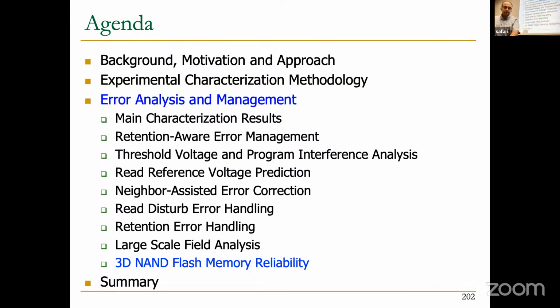Next week we will start with 3D NAND flash memory reliability, and I think I need around 30 minutes to cover this part. After that, we will go to SSD internal organization. What's the architecture of SSD? What are some of the SSD internal management tasks? And hopefully we will see some architectural innovations there that provide huge performance improvement.